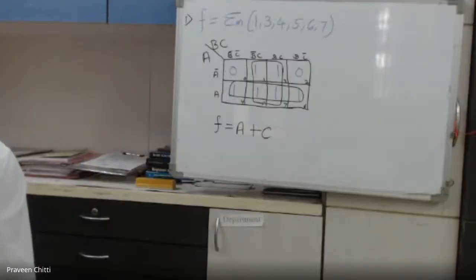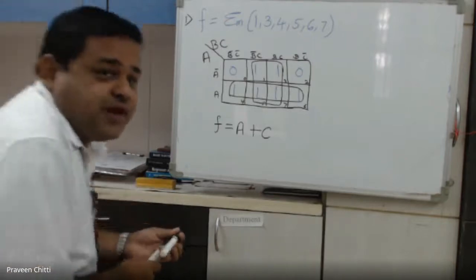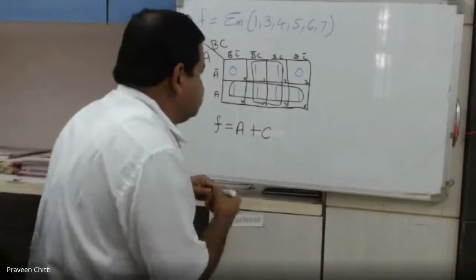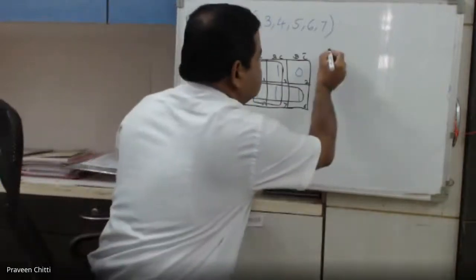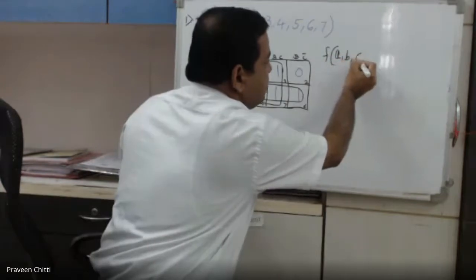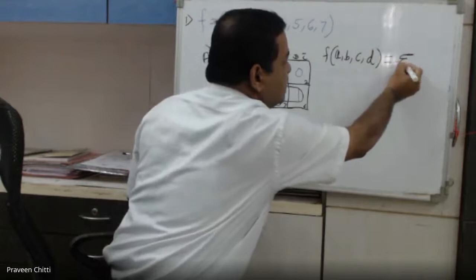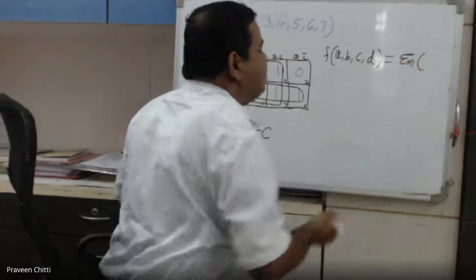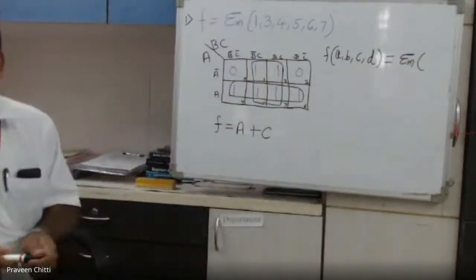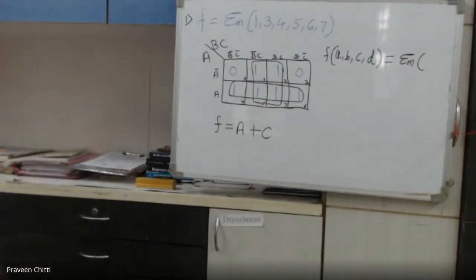You can take the next example. Write down. I'll give you the next example. Any doubts if you have in this, you can ask me before we proceed further. The next example is F of A, comma B, comma C, comma D equal to sigma M, which I have written there.